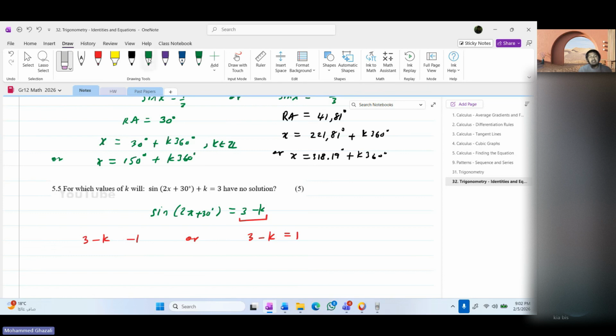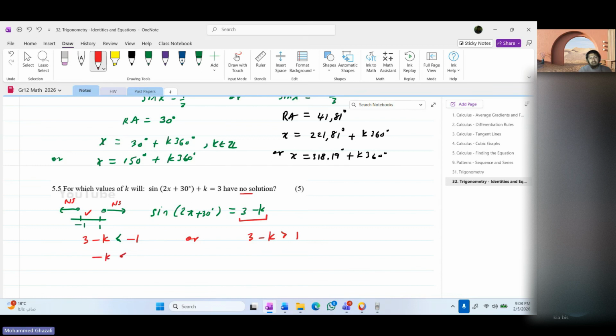If the value of 3 minus k is less than -1, in other words, between -1 and 1, it will work. But if it's less than -1 or greater than 1, then this equation cannot be solved. Or 3 minus k can be greater than 1. Okay, we'll have no solution. When will this have no solution? Now we're going to test it out by substituting. So less than -1 or greater than 1, no solution. Over here, yes, there is a solution.